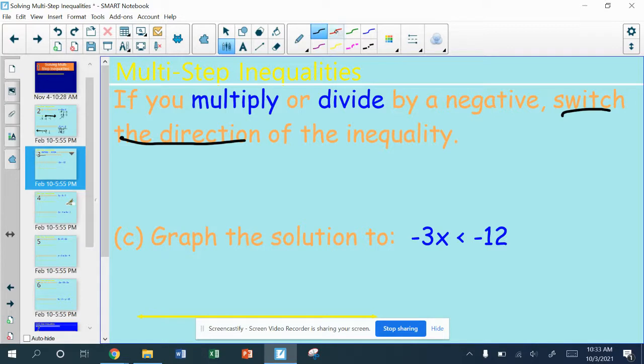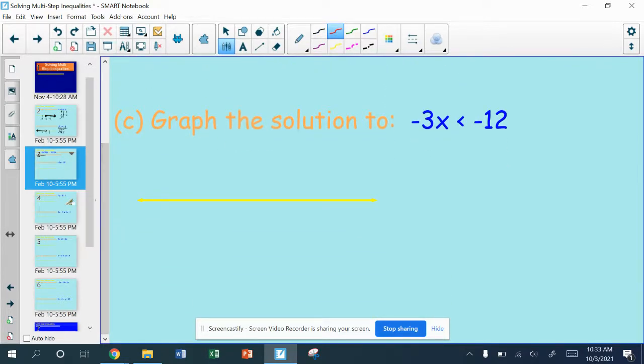Okay, so let's just pick a new color here. So here I would say, well, I just need to divide by negative 3. Negative 12 divided by negative 3 is positive 4. I purposely didn't put the inequality sign in there yet, but because I divided by a negative number, this is going to flip to be that. So x is greater than 4.